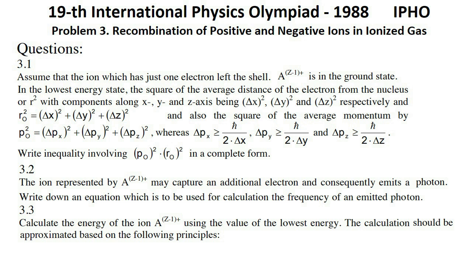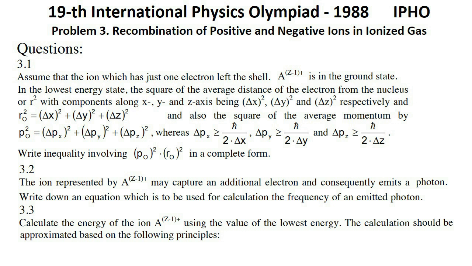Question 2. The ion represented by A^(Z-1)+ may capture an additional electron, and consequently emits a photon. Write down an equation which is to be used for calculating the frequency of the emitted photon. Question 3. Calculate the energy of the ion A^(Z-1)+ using the value of the lowest energy.